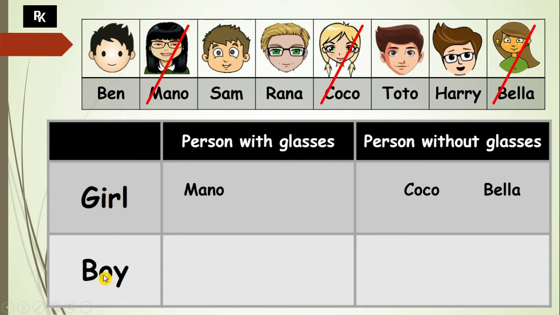Now let's find the boy who is wearing the glasses. Ben is not wearing the glasses. Not Sam. Rana. Rana is wearing glasses, so I will write Rana here. Next, Toto is also not wearing the glasses, but Harry is wearing glasses, so I will put Harry in this box. Then I have to find out who is not wearing glasses. The first boy is Ben, who is not wearing glasses, so I will put Ben here. Then Sam.